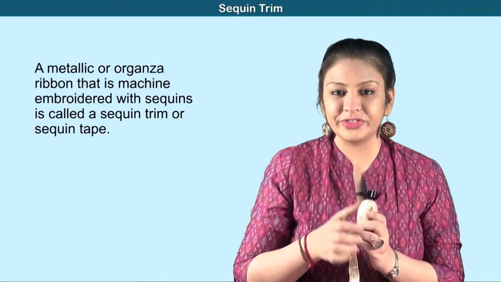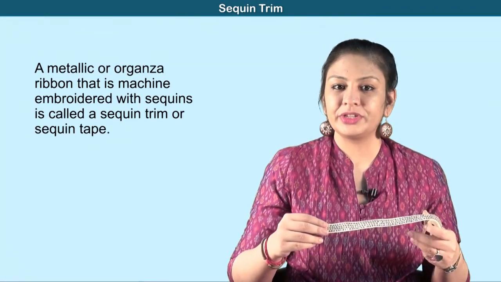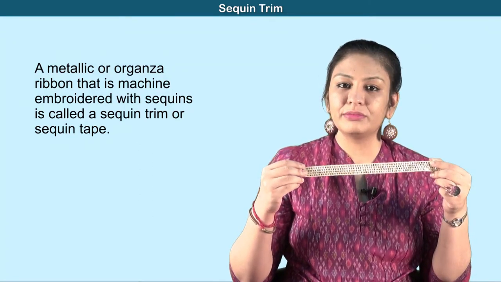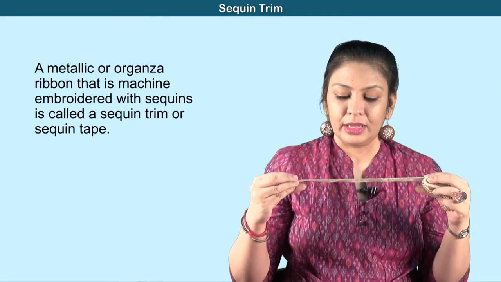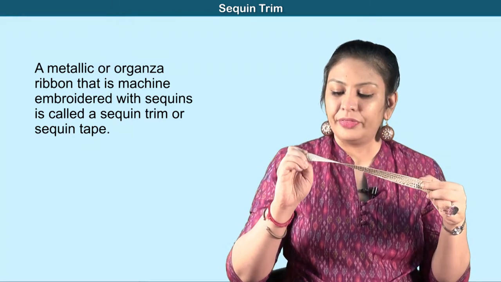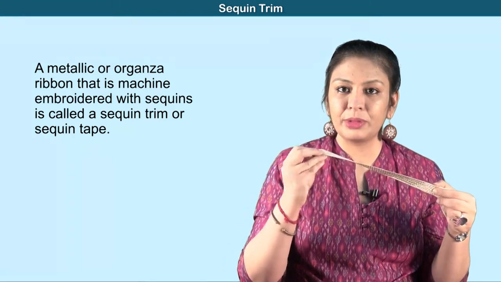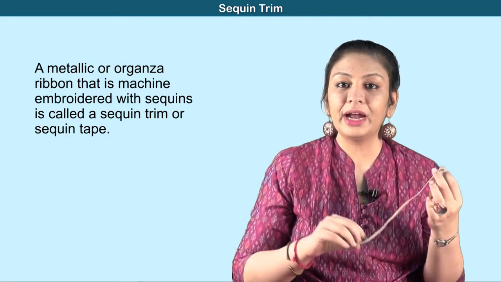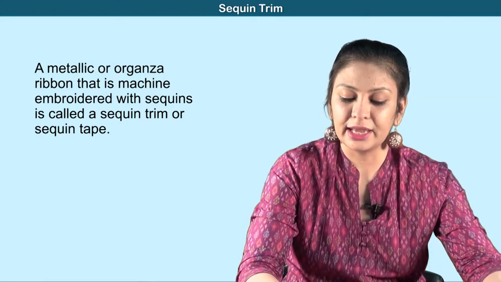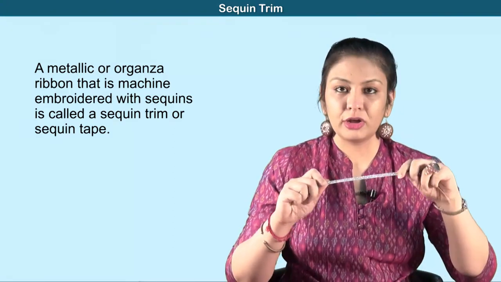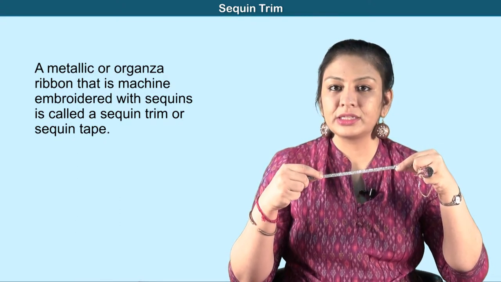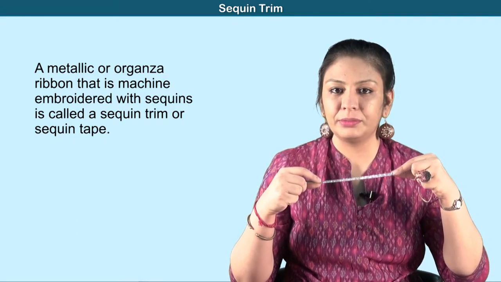Moving on, sequin trim. A sequin trim is a metallic ribbon or an organza ribbon that is machine embroidered with sequins. Here, the sequins can be arranged in an open pattern, that is, it can be seen from the back, or it can be adhered to the surface of the ribbon. Similarly, just like we have sequin ribbons, we can also have stone ribbons or rhinestone ribbons, where the rhinestone is fixed to the surface of the ribbon.